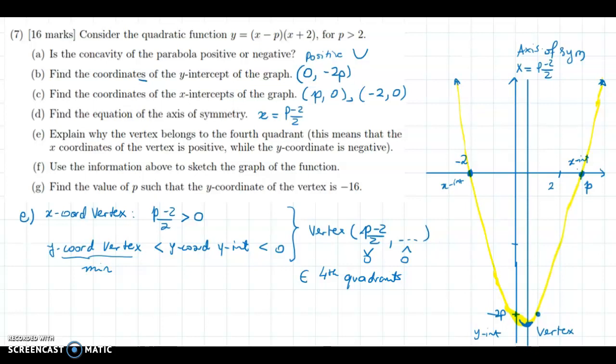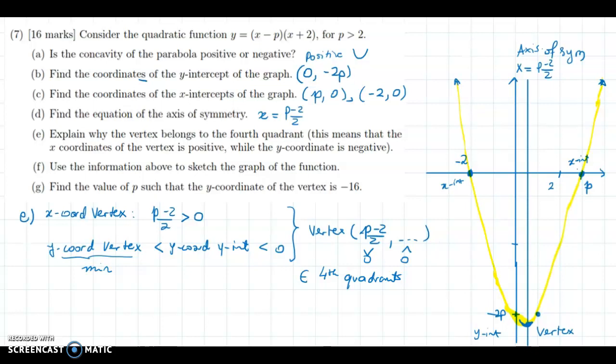I have the axis of symmetry in my picture. It's labeled, and I also wrote the equation. I marked the two x-intercepts. I wrote that there are x-intercepts, and I wrote what their coordinates are.